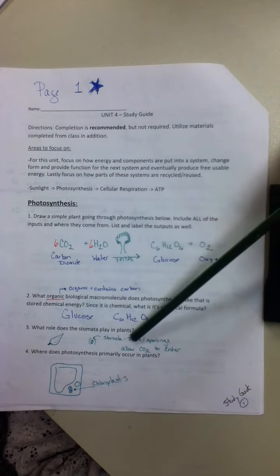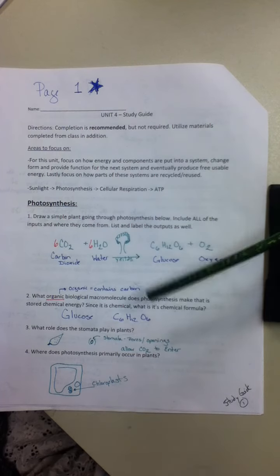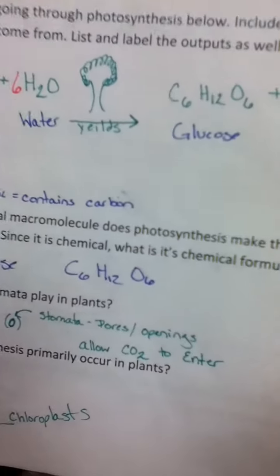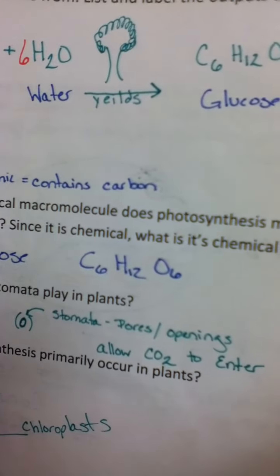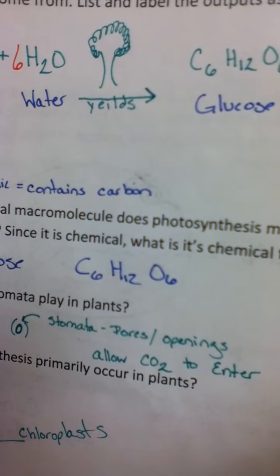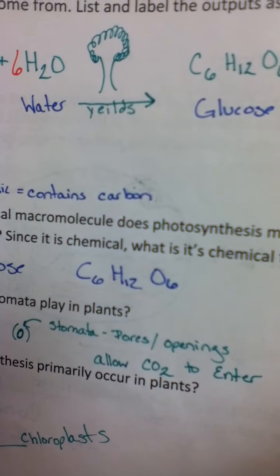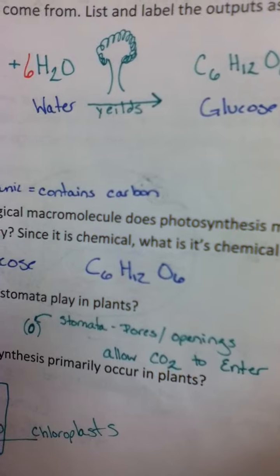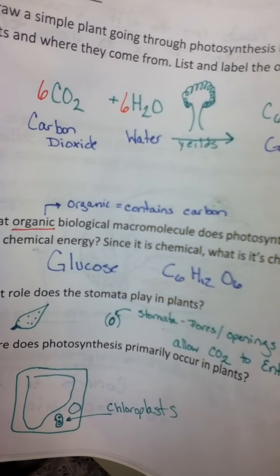What does the role of stomata play in plants? Stomata are the little pores or openings that allow carbon dioxide to enter. So I don't know if you can see my little picture there. Stomata are the pores or openings that allow carbon dioxide to enter. They're like little pores on your skin.